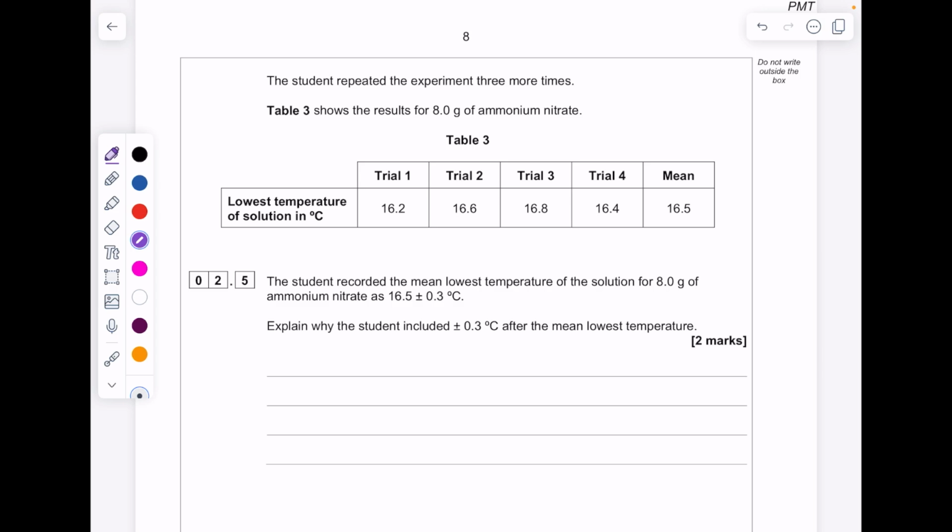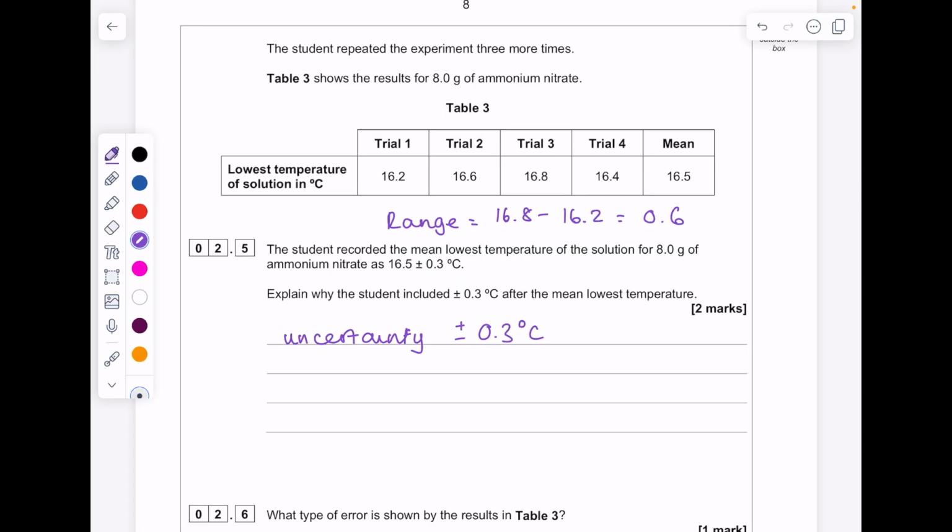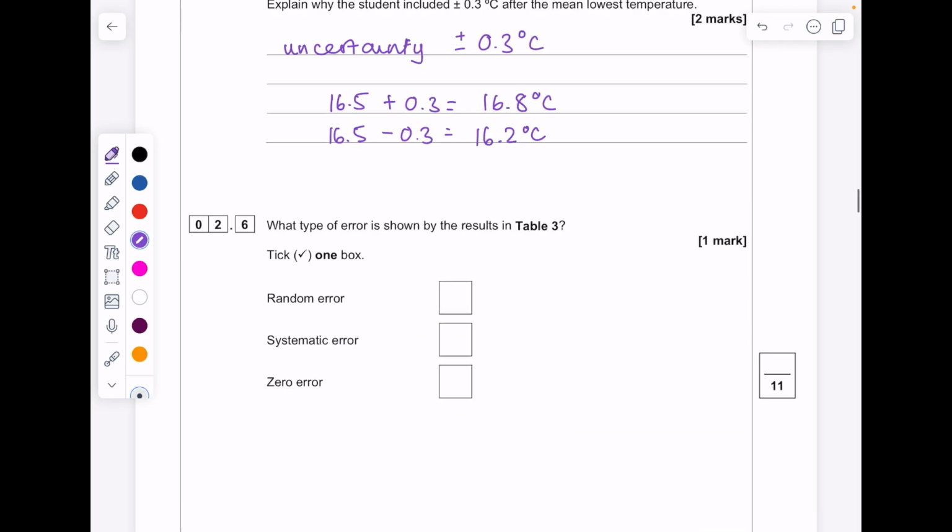So if you were to look at the data here, you can see that the range, if we take the highest value, which is 16.8, take away the lowest value, 16.2, is 0.6. And then the uncertainty is plus or minus half of the range, so half of 0.6 is 0.3. And so we'll show how that works. We're going to take our mean value, 16.5, and then we'll add 0.3 to get that highest value reached, which was 16.8 degrees Celsius. Now we'll take away 0.3 to get 16.2, which was the lowest temperature. What type of error is shown by the results in table 3? This is called a random error.